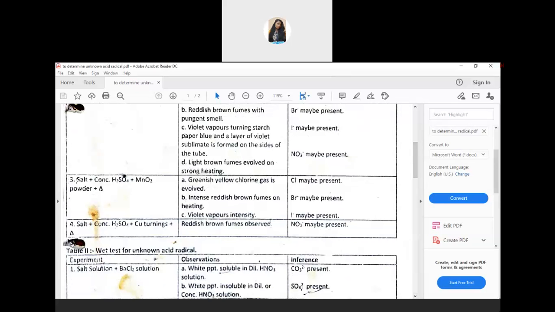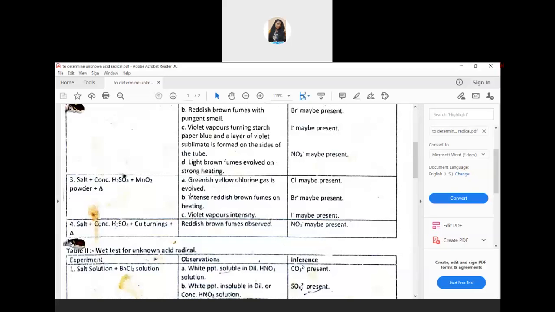You have to take another clean, dry test tube, and take a pinch of salt and add concentrated sulfuric acid plus manganese oxide powder. Manganese oxide you can find in powdered form. Then you have to heat it. This triangle means heat. You have to heat this. Got it? After doing this test, you can observe 3 observations.